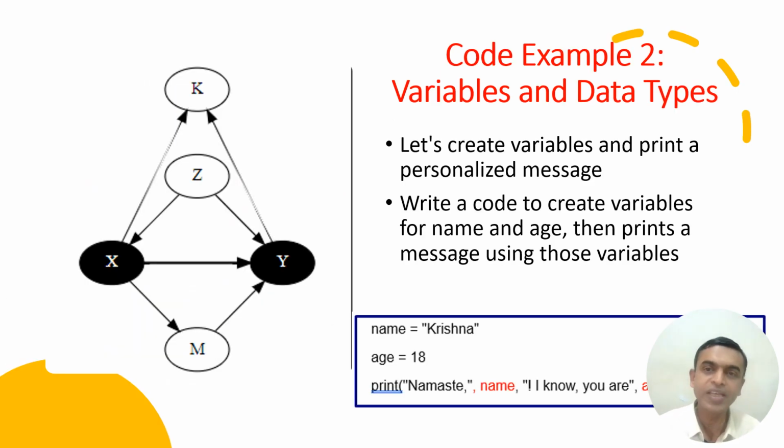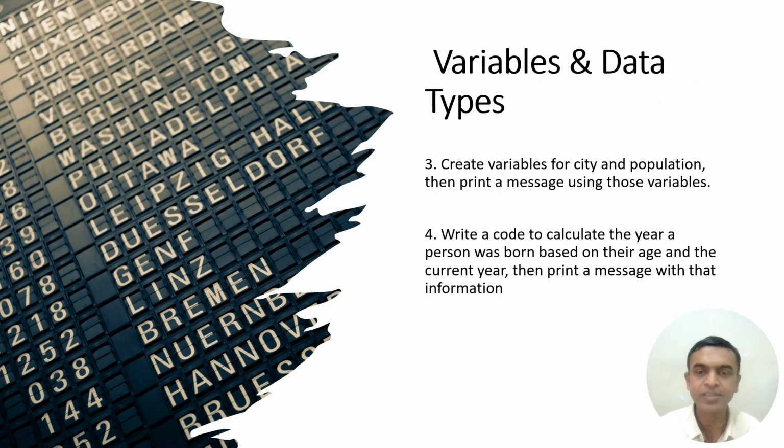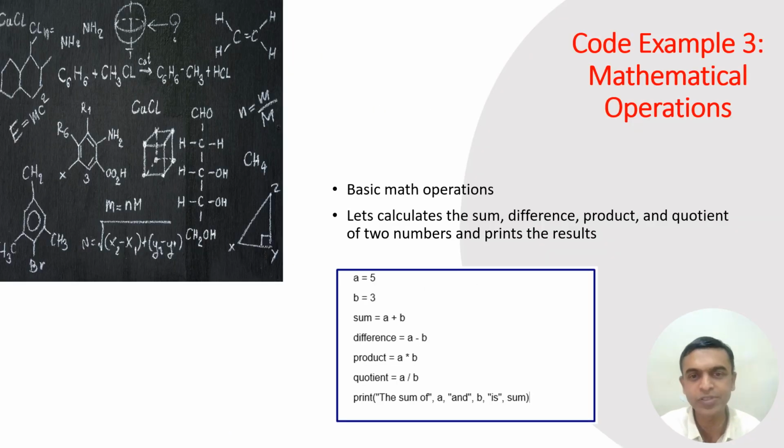Next we had discussed variables and data types. There we had two variables, name equal to Krishna and age equal to 18, and we printed a greeting message there. Based on this very simple thing, here are two more examples: you ask for city and the population and output a message like that, and also calculate, you ask for the age of the person and tell him, oh, your age is 20, that means your birth year would be dash dash dash. Okay, so this is about variables and data types.